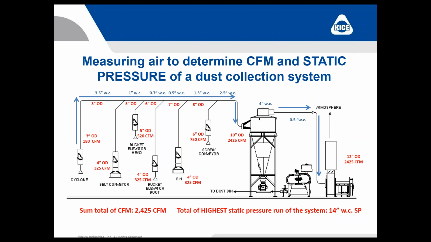Then there's another 2.5 to the cyclone. The cyclone has 4 inches of water column, and I've allowed for a 1/2 inch of water column on the clean air ducting side. So when I add up all of that static, the 3.5, the 1, the 0.7, 0.5, 1.3, 2.5, the 4, and finally the 0.5, I get 14 inches of water column.